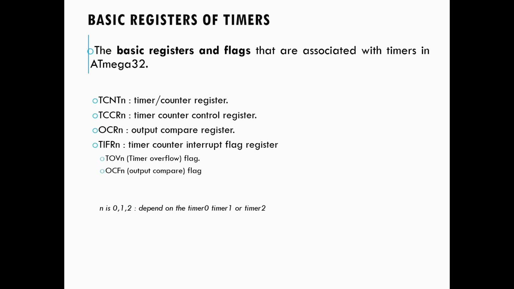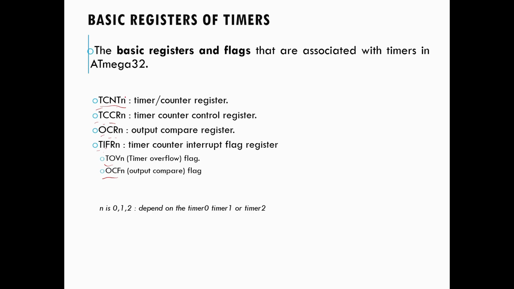Okay, so the basic registers and flags that are associated with the timers in ATMega32, we have TCNT, TCCR, OCR, and also TIFR. Here the names indicate TCNT, timer or counter register; CNT is counter, T for timer. TCCR, timer counter control register, OCR, output compare register, and we have TIFR, timer interrupt flag register. For the flags, we will see the timer overflow and also the output compare flag.